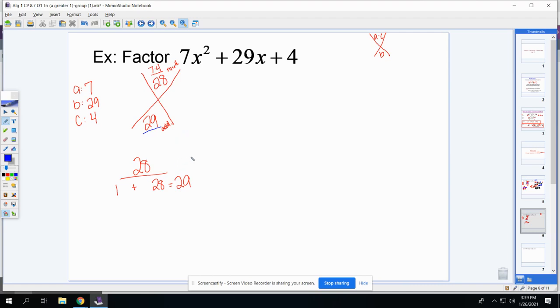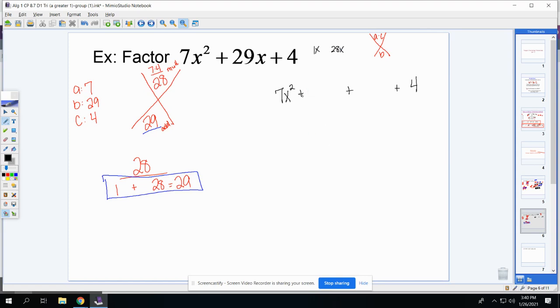Now let's go ahead and try to figure out where we can put those. So I know 1 and 28 are our two. But when we rewrite this equation here, remember we write this as 7x squared plus a number plus our c. And in this case, our c is 4. So 7x squared, we need to somehow find a way to put 1x and 28x. We need to put those somewhere in here.